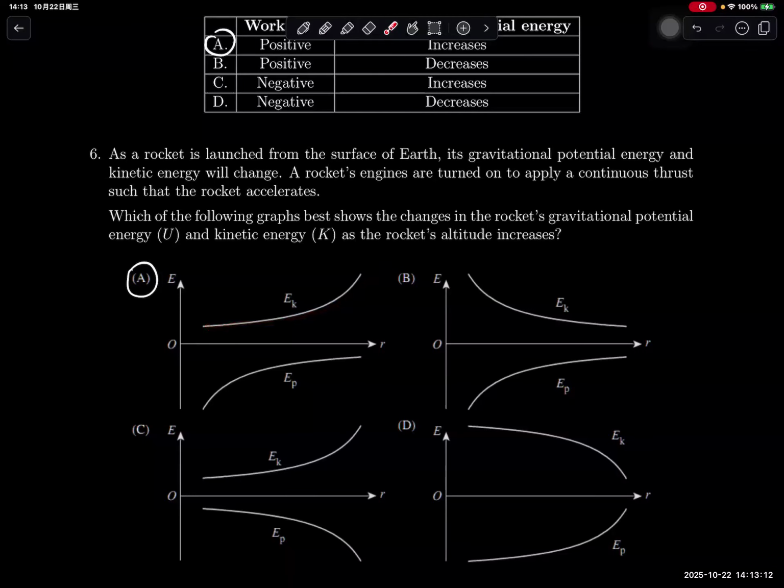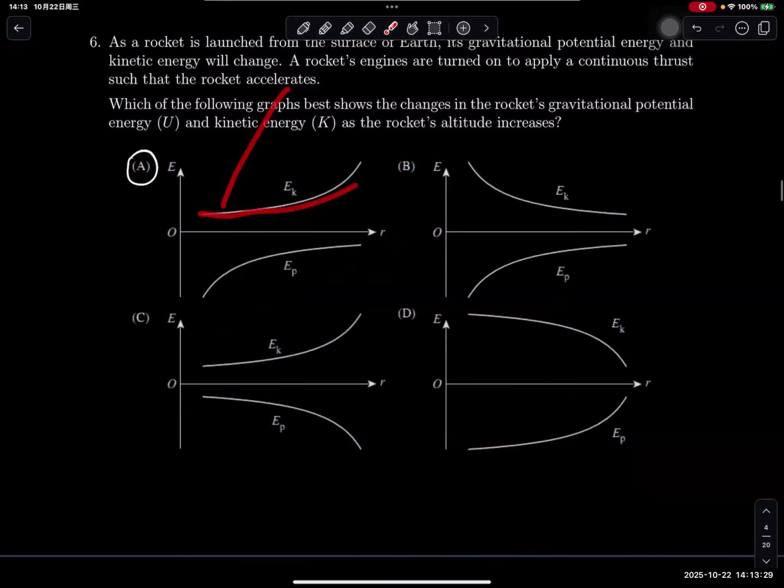So kinetic energy K increases and potential energy also increases. I was thinking about that because kinetic energy doesn't necessarily increase like this. It could be increasing in another way, like this or like that. This is just a particular curve that shows it's increasing.